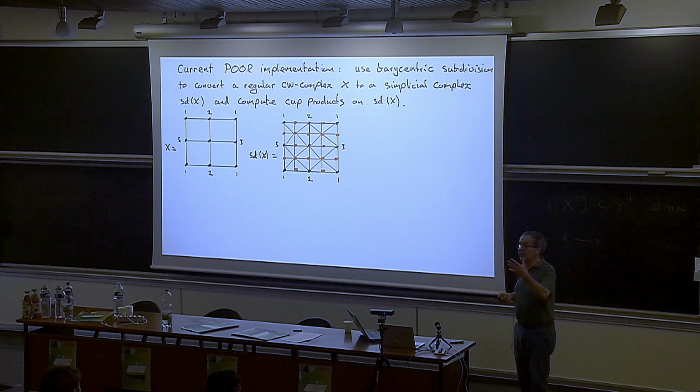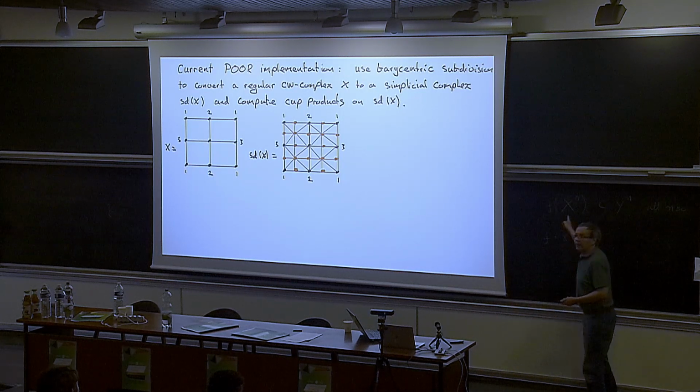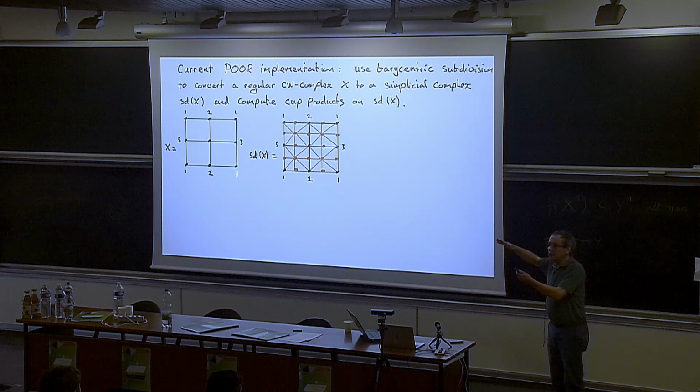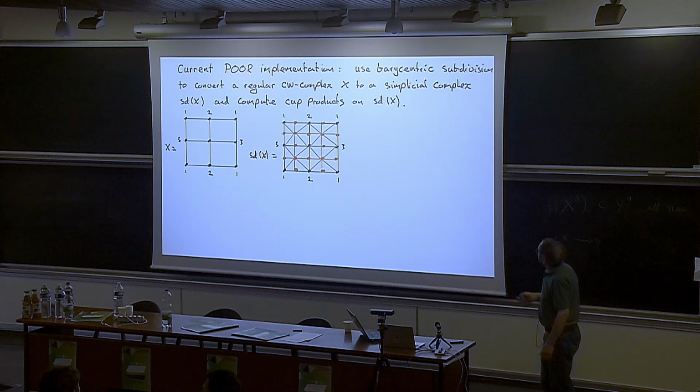It gives you a cellular approximation. Yeah, it does, just by the formula. I mean, I gave you the image, but yeah, you get that. But it's not a great way to do it because the barycentric subdivision is rather large.